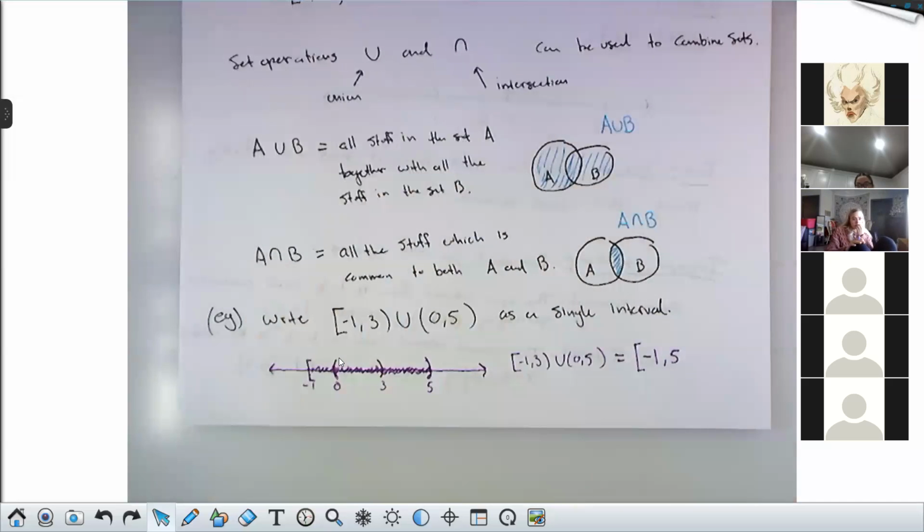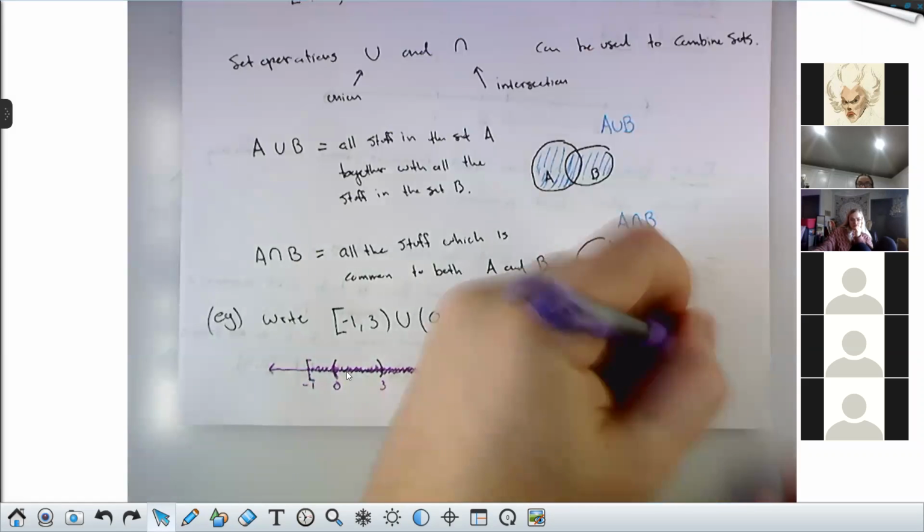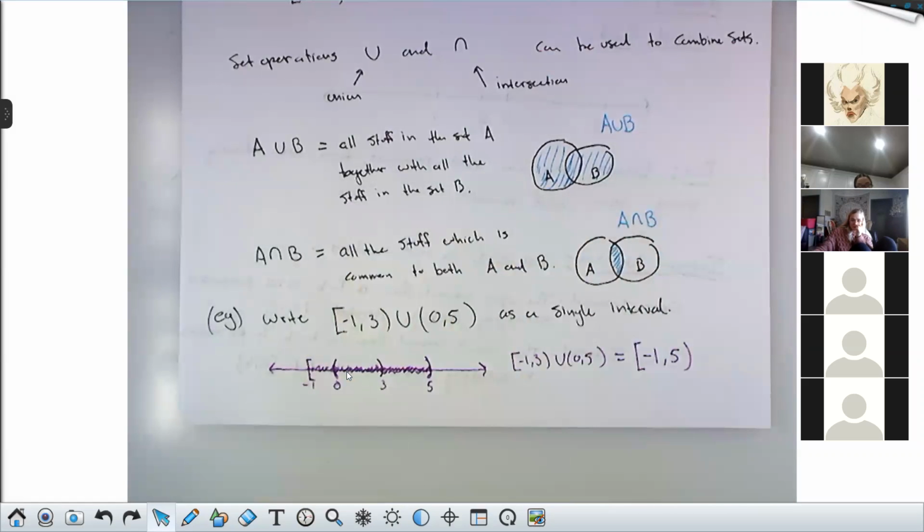So put a bracket there, and then what about 5? Is it included or no? No, because it keeps going. Very good. If we look at the number line here, we see everything up to but not including 5 is a part of this set. So we put a parentheses here. Any questions about how we wrote this union of intervals as a single interval here?